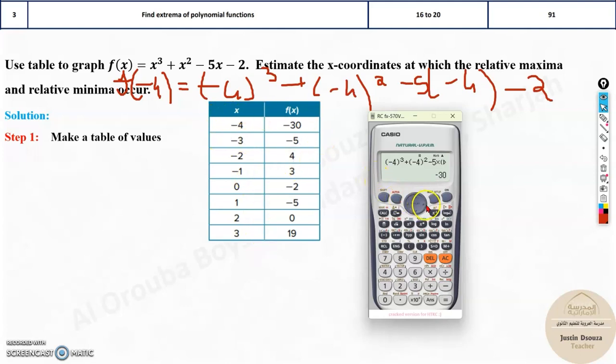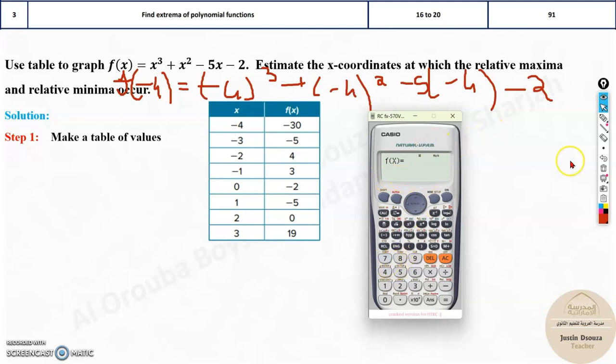But what will you do for the other values? It's an onerous task to keep on changing. So there's a shortcut method. For your exams, do this. There are plenty of shortcuts. To make a table, you can use your calculator. Mode and 7 gives you the table.